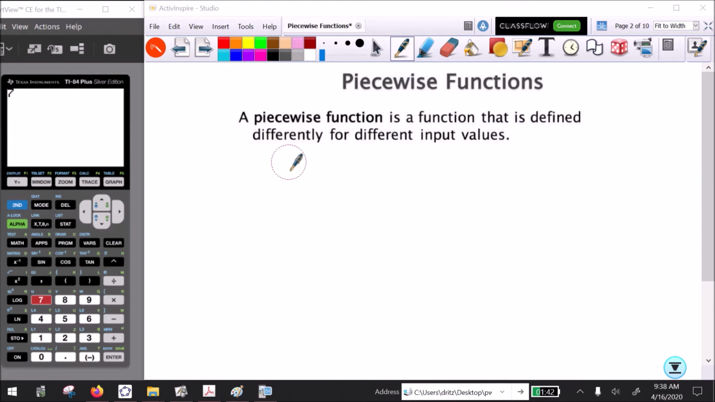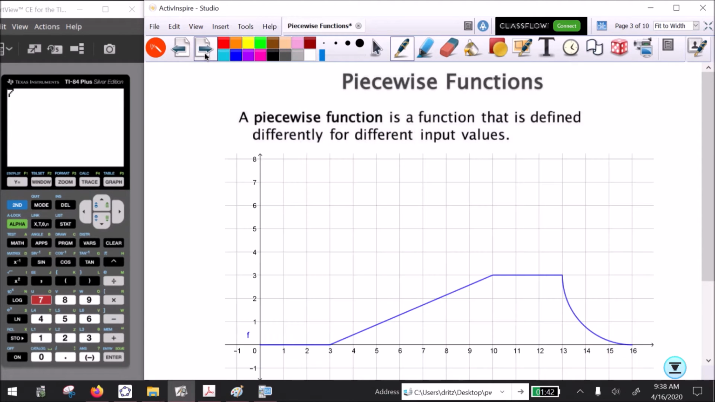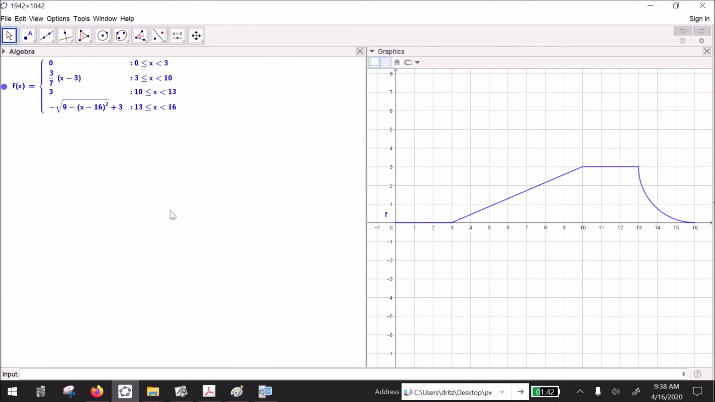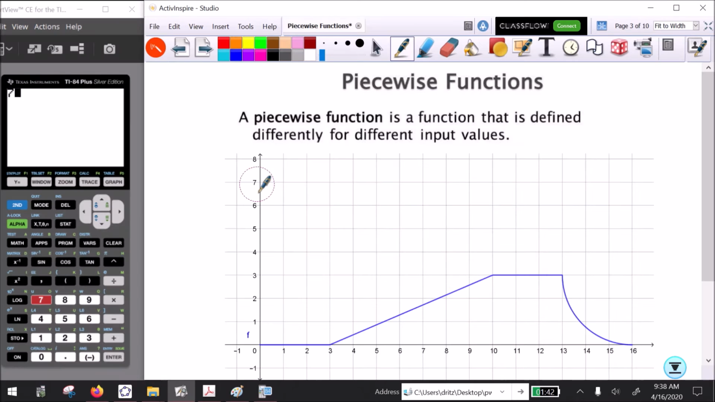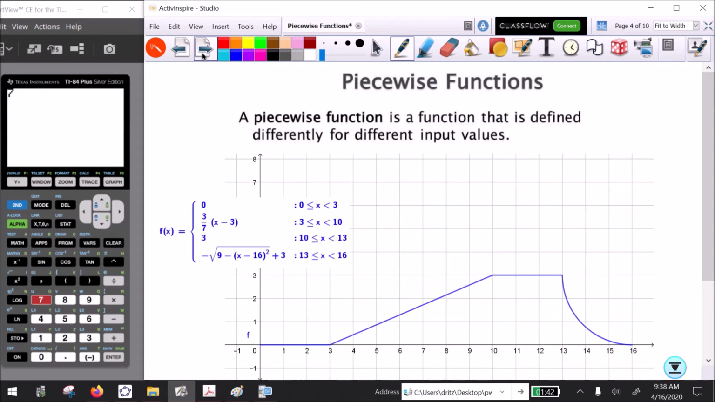So a piecewise function is a function that is defined differently for different input values. Here is an example. This is a piecewise function that I just made in the program called GeoGebra. This is a free program that you could download and install, or you could just use it within your browser. It's GeoGebra. So this function looks like a few different graphs put together, and that's sort of what piecewise functions are.